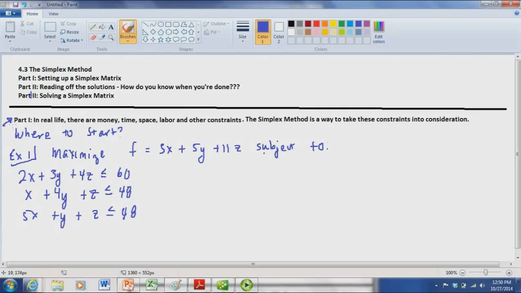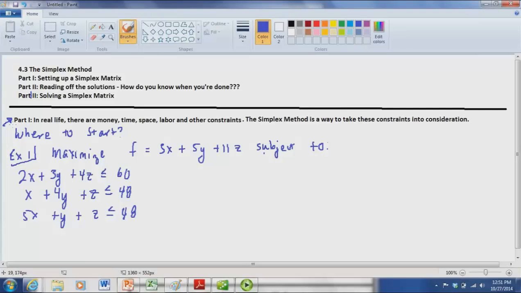So what is the simplex matrix all about? In real life, you've got money constraints, time constraints, labor constraints, maybe space. Maybe your factory is only so big. So how do you know how many products you can produce? How do you know what your maximum profit can be? It's not a simple straight up answer when you consider all the constraints that you have. The simplex method is one of the ways you can take these constraints into consideration when looking at your profit, your revenue, your costs, and that type of thing.